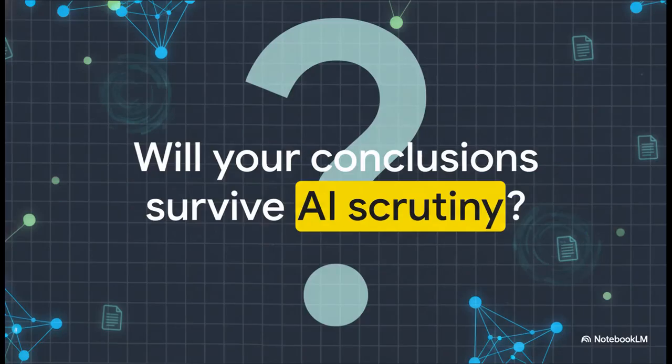Which leaves us with this final, rather provocative thought. The way we evaluate, extract, and synthesize scientific literature has changed forever. It's no longer just about finding a relevant paper. It's about extracting its data precisely and verifying its reputation in the ecosystem almost instantly. You now have the workflow, you have the comparative tools, so the question now is, the next time you sit down to build a literature review, will your conclusions survive AI scrutiny?